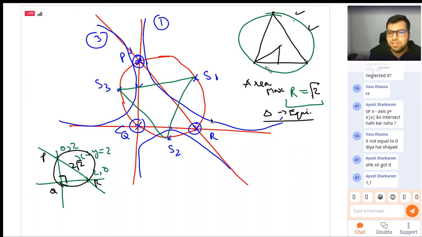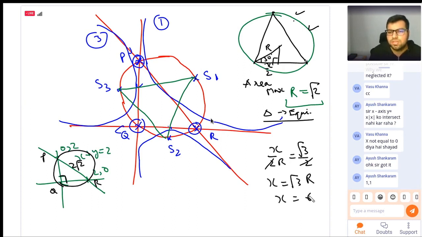Say the side length is x, so this becomes x by 2, this is 90 degrees, and this is 30 degrees. The radius is r. So you can say x by 2r is equal to cos 30 degrees, which is root 3 by 2. So the 2 gets cancelled, x is equal to root 3 r. R is given to be root 2, so x becomes root 6. So area will be equal to root 3 by 4 a square, so root 3 by 4 into 6. This becomes equal to 3 root 3 by 2. So the answer is 3 root 3 by 2.